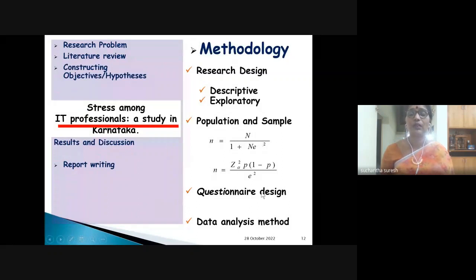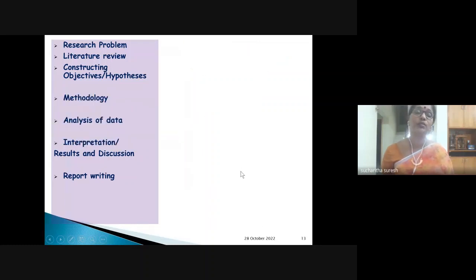So now the questionnaire is done, then data analysis. You have to know how the data has been analyzed, all right. What all the techniques are used, that also should be mentioned in the report. Okay, that is the methodology part.